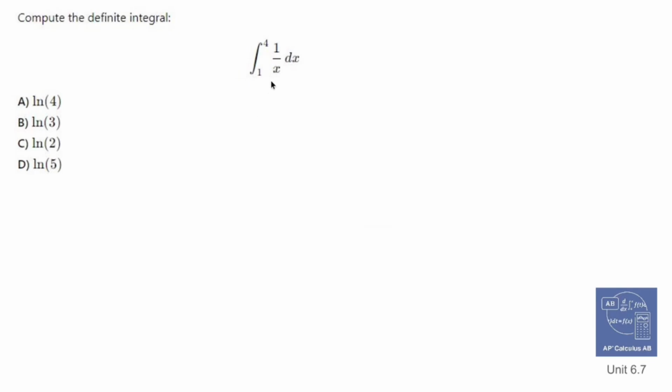Compute the definite integral. Well, we have the definite integral between 1 and 4 of 1 over x dx. The integral of 1 over x is ln of x. So this becomes ln of x, and my limits of integration are between 1 and 4. Now remember the rule, whenever you take the integral of something, you take that antiderivative, you plug in the upper limit, and then you plug in the lower limit, and subtract the one from the other.